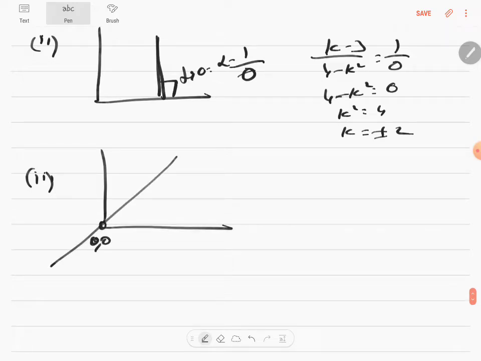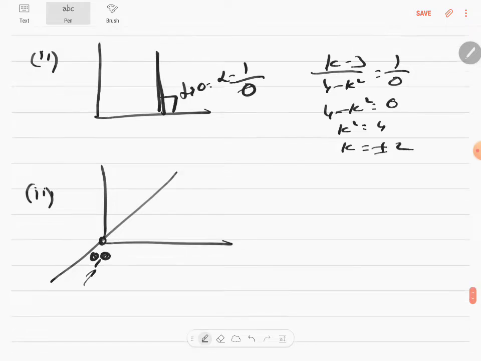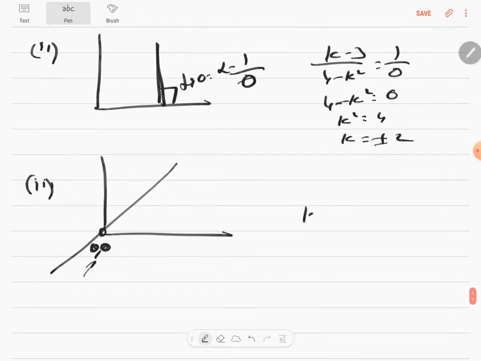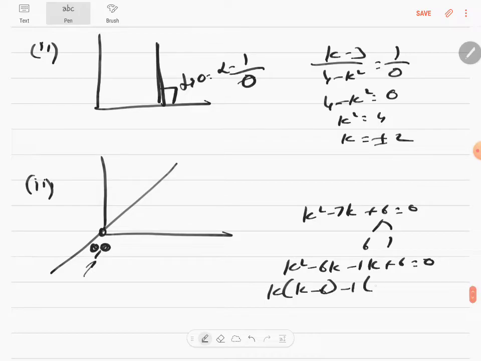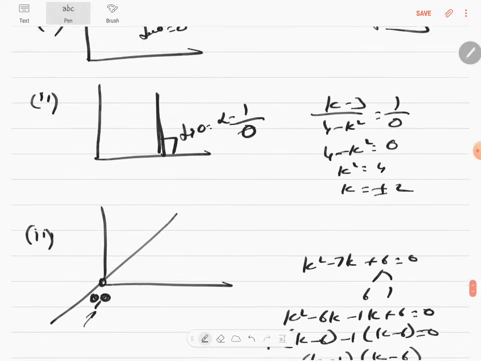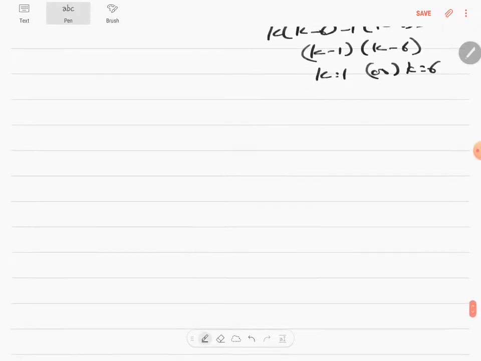A point on the line satisfies the equation of a line, so you can substitute this point in place of x and in place of y. 0, 0 goes away. You'll have this equation k square minus 7k plus 6 is equal to 0, where 6 ones are 6, so k square minus 6k minus 1k plus 6 is equal to 0. So k into k minus 6 minus 1 into k minus 6 is equal to 0. So k minus 1 into k minus 6. Therefore k is equal to 1 or k is equal to 6 is the answer based on the 3 different conditions. Okay, so let's go to the next question.